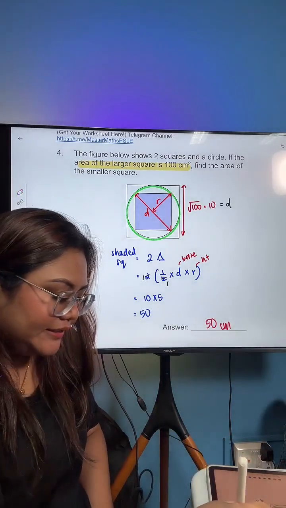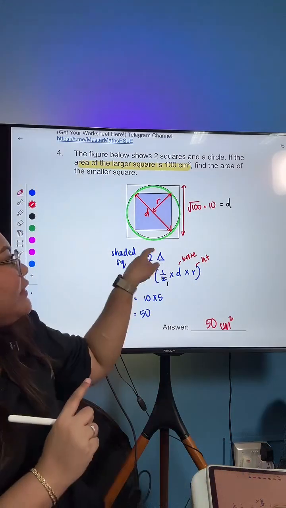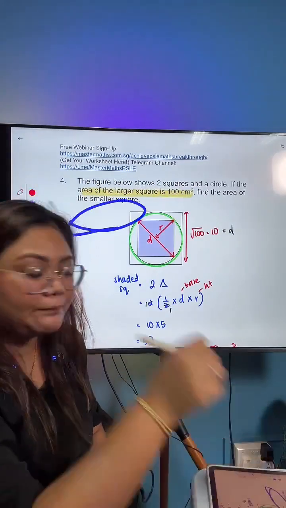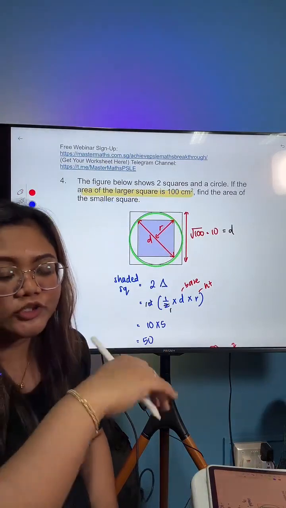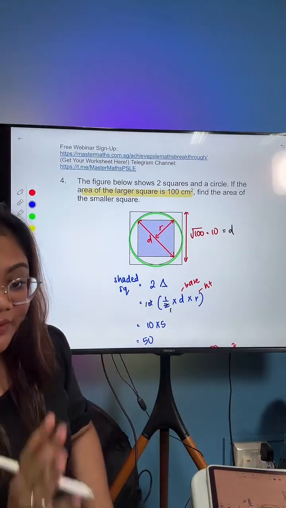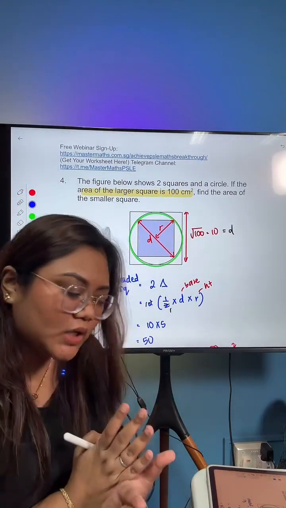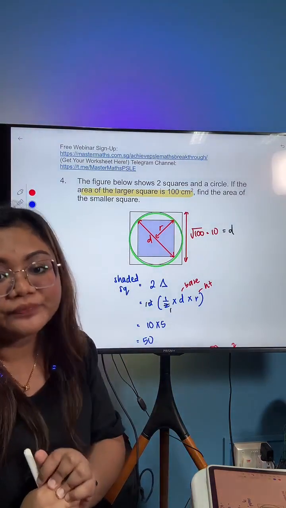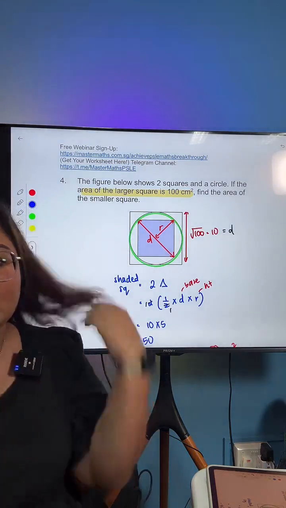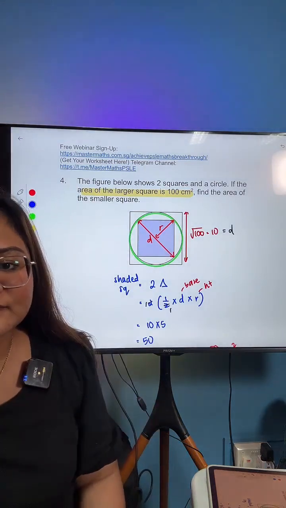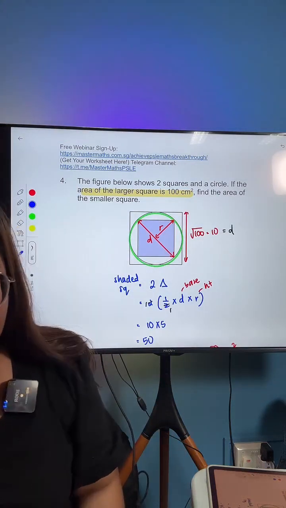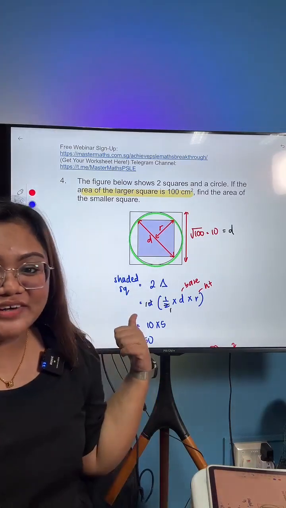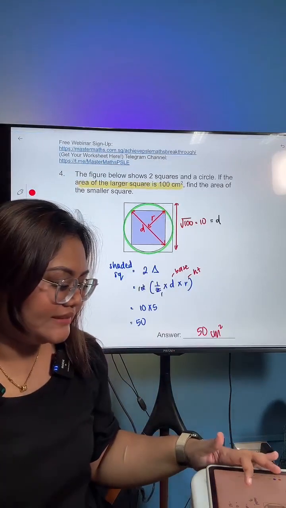Notice how for this question, even though we see a circle, they didn't say take pi equal something. They never say take pi equal 3.14 or 22 over 7 or whatever. So you know for sure, if they never give you a pi value, you don't need to use pi. Okay? Alright. Becky, yes, 50 is correct. Very good. So final answer, 50 cm squared.